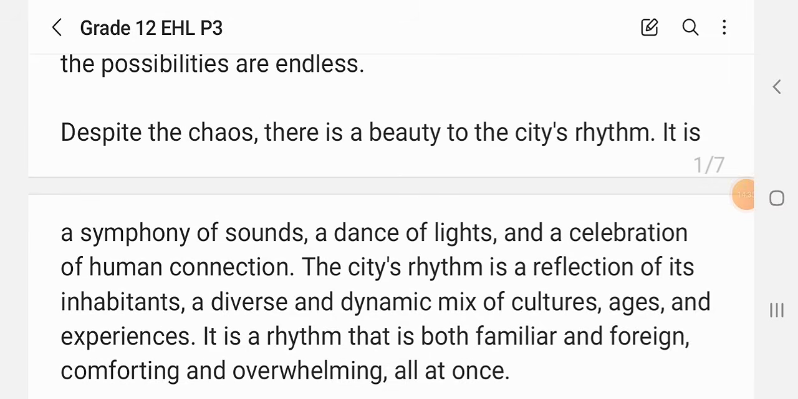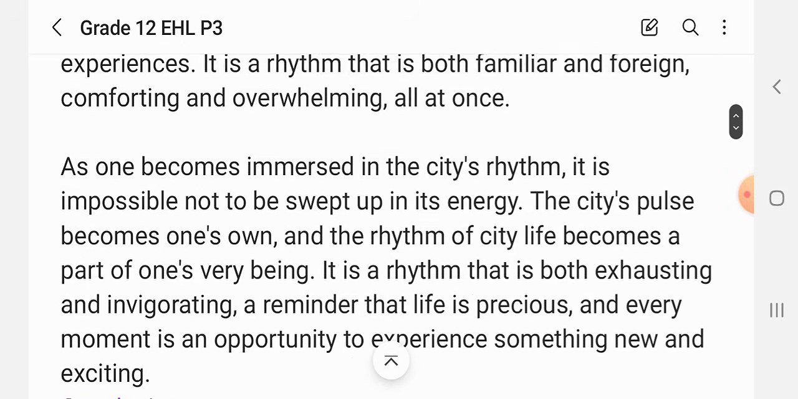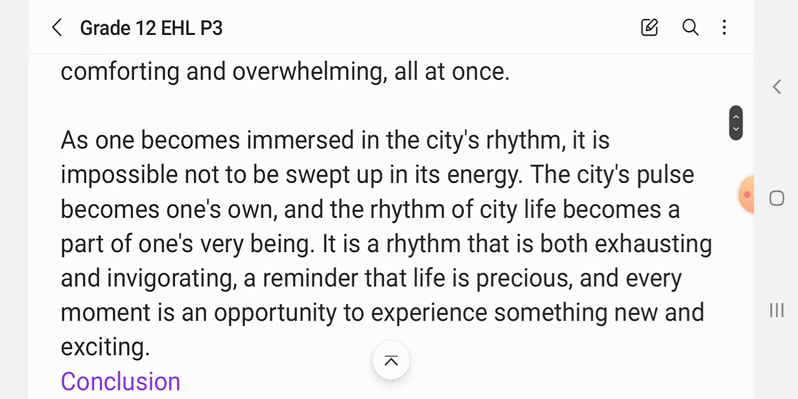described. Despite the chaos, there is a beauty to the city's rhythm. It is a symphony of sounds, a dance of light, and a celebration of human connection. The city's rhythm is a reflection of its inhabitants, a diverse and dynamic mix of culture, race, and experience. It is a rhythm that is both familiar and foreign, comforting and overwhelming all at once. Now you've described how the city makes you feel.